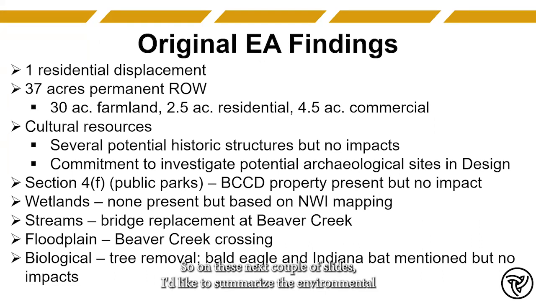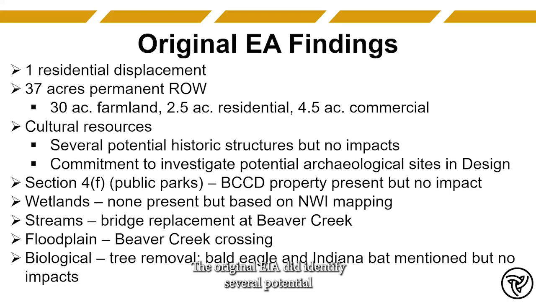So on these next couple slides, I'd like to summarize the environmental resources and impacts that were documented in that original EA back from 1986. They basically found that one residence would have to be displaced, meaning relocated, but that was on the western section that has already been constructed. To break out the right-of-way needs, there was 37 acres of permanent right-of-way identified. And if you break that out into different types of land use, about 30 acres was farmland, 2.5 acres was residential, and about 4.5 acres were commercial.